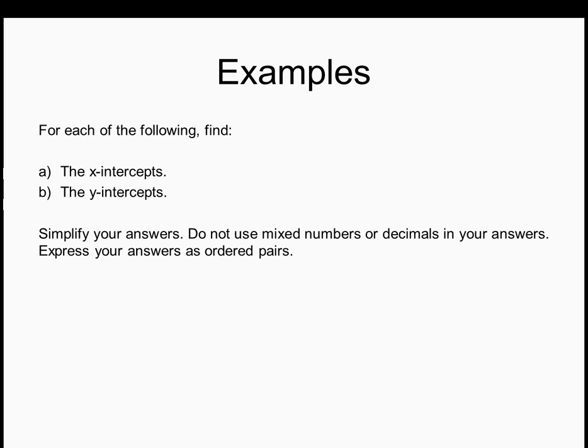So for each of the following, we're going to find in part A the x-intercepts, part B the y-intercepts. We will simplify your answers, do not use mixed numbers and reducibles in your answers, and express your answers as ordered pairs.